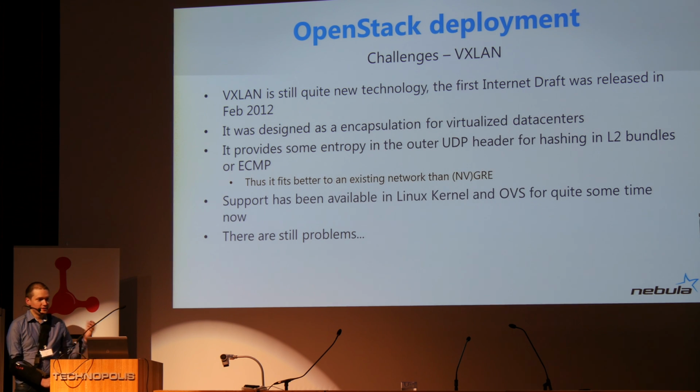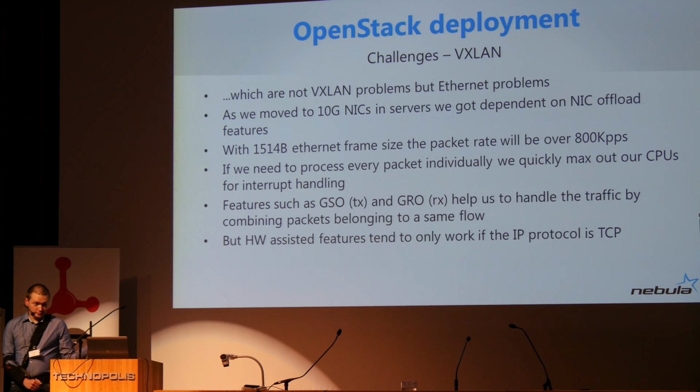And then we have the challenges with VXLAN. VXLAN is still quite a new technology. It first appeared in 2012. This is a nice protocol in the sense that it's specifically designed for data centers, and it provides this outer UDP header and some entropy in the source port for efficient hashing in L2 bundles and ECMP. VXLAN support in Linux has been available for quite some time, so you could consider it quite stable.